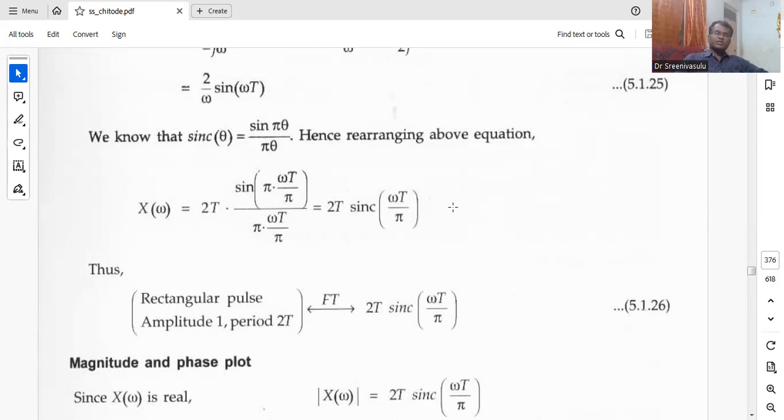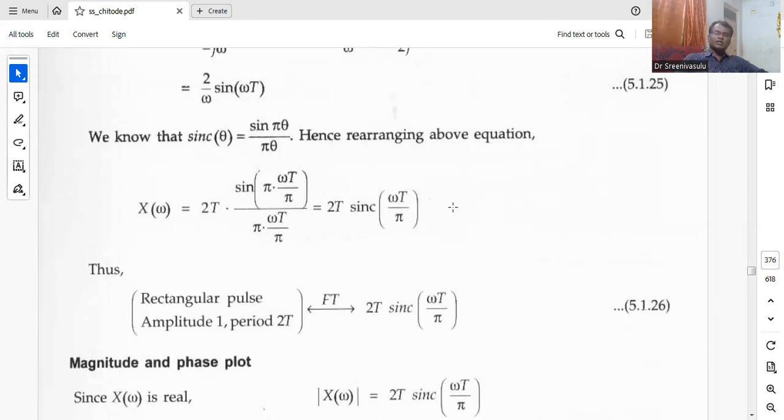This sinc function has a maximum value at sinc of 0, and as omega goes on increasing from 0 to positive frequency up to infinity, and from 0 to negative frequency up to minus infinity, the corresponding amplitude goes on decreasing.